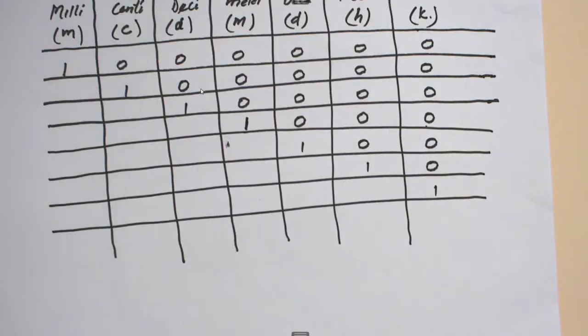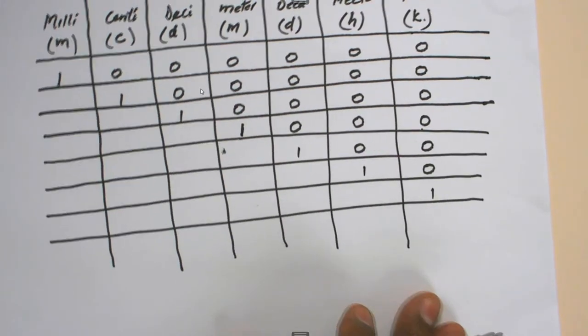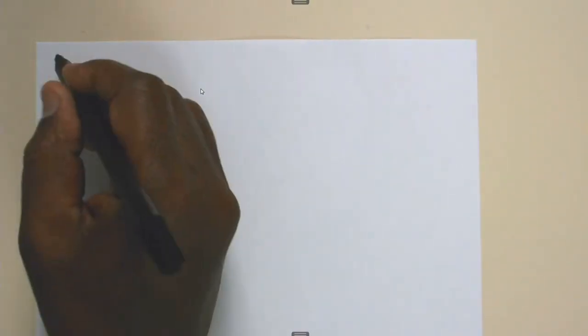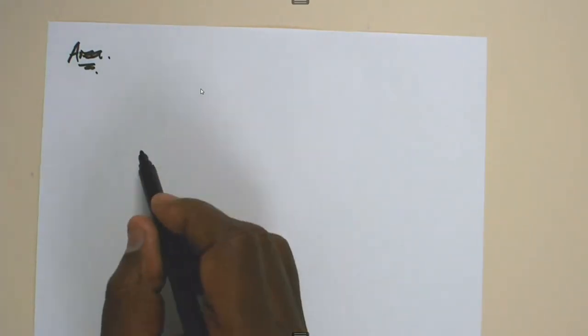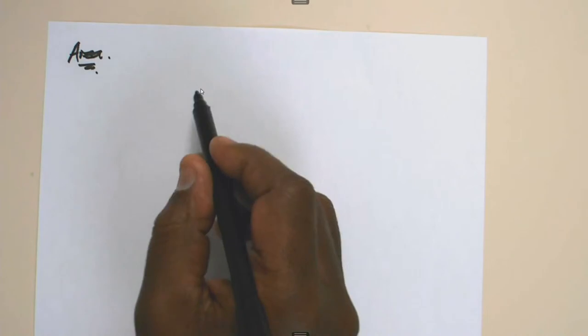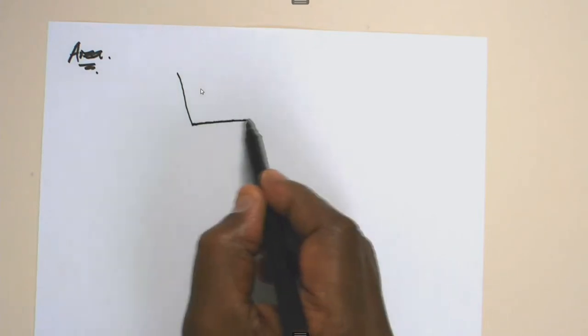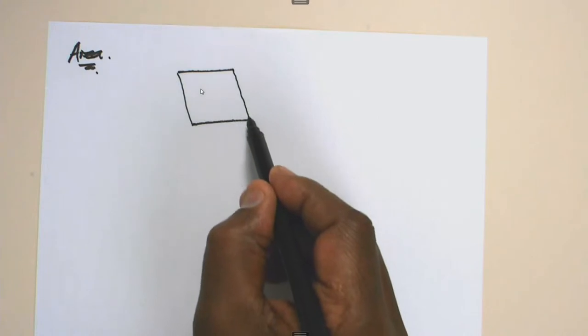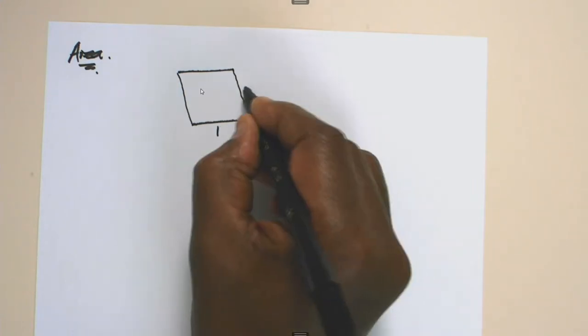While we are still here, perhaps we can also look at another important conversion. That conversion will be the conversion of area. Sometimes we have a challenge when we have to convert areas. And one way we could do this is just to draw a unit square, where one side is, let's say, one unit and the other side is one unit.